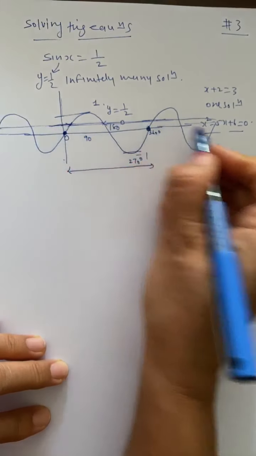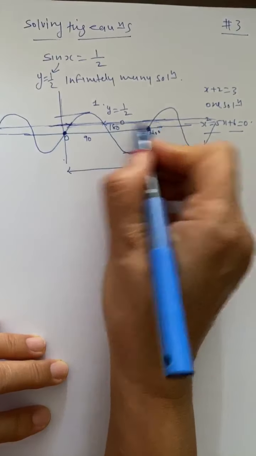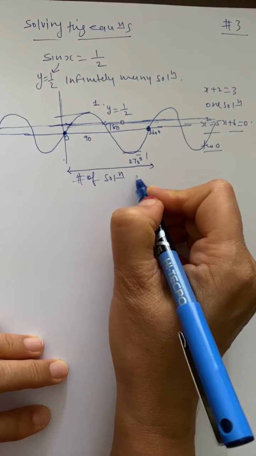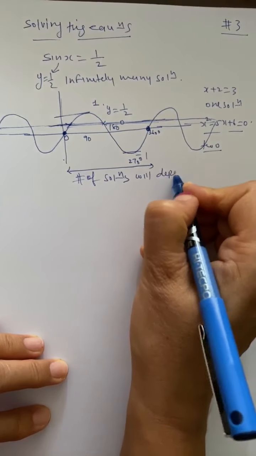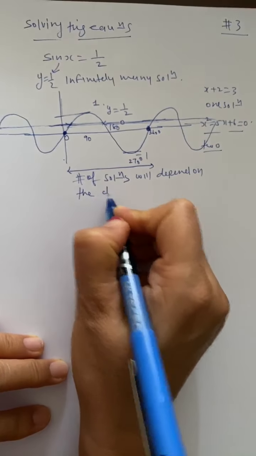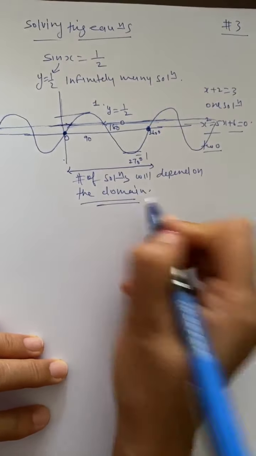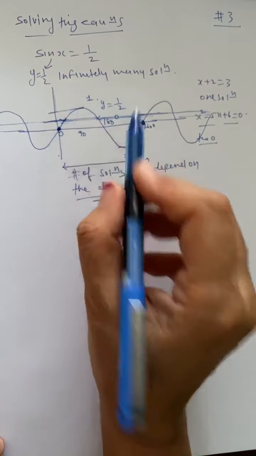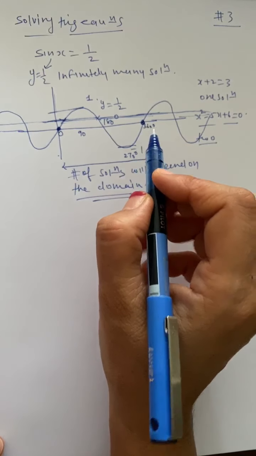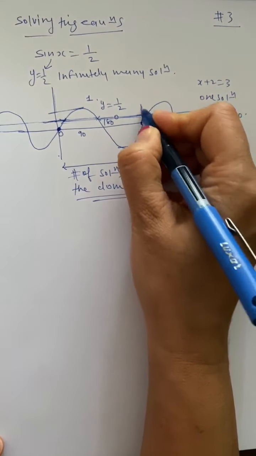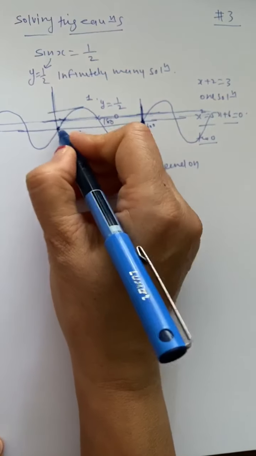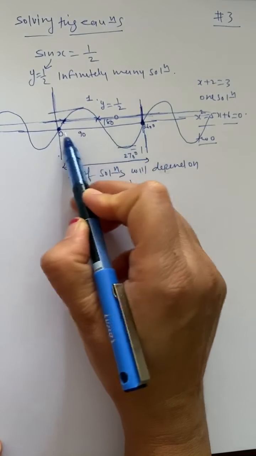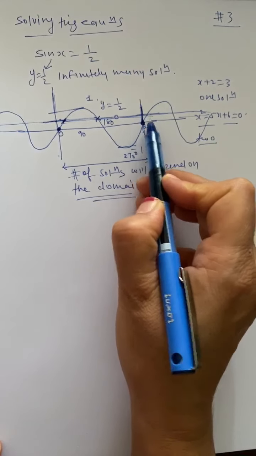So if it's sine x is 1 over 2, the number of solutions will depend on the domain given in the question. So you always have to pay attention to the domain which is given in the question. If I am only having sine x is equal to half, then 360 will stop here, and you can see here you have 1 and 2. So 2 solutions if I restrict this domain to 360, because this intersection is after 360.